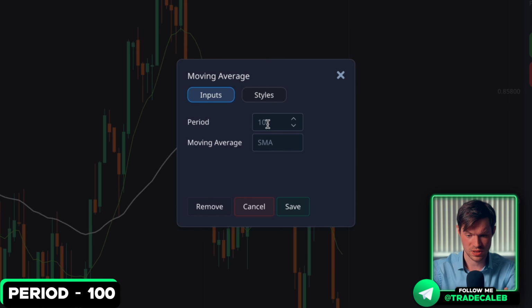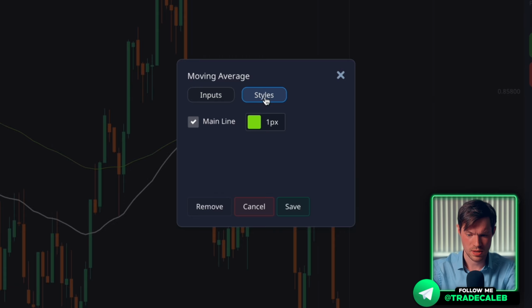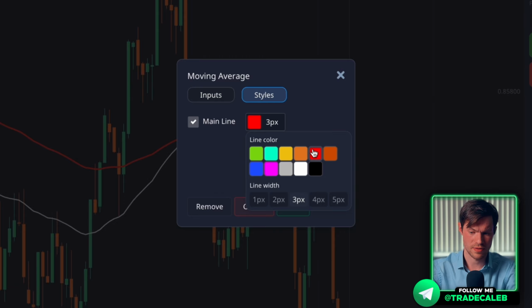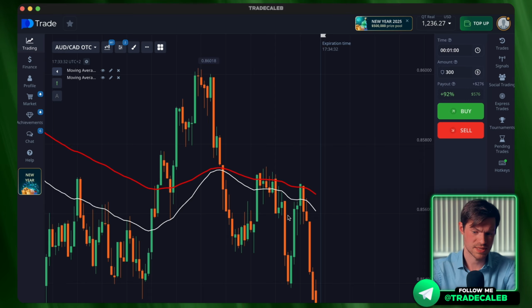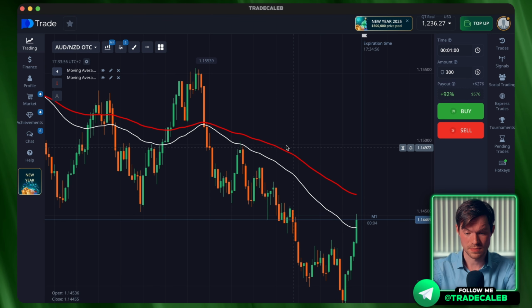The second indicator will have a period of 100. Here we also choose the type of indicator EMA. In the styles we can make it bolder, let's say 3 pixels of red color. And save it. Now let's go over a little bit of theory.